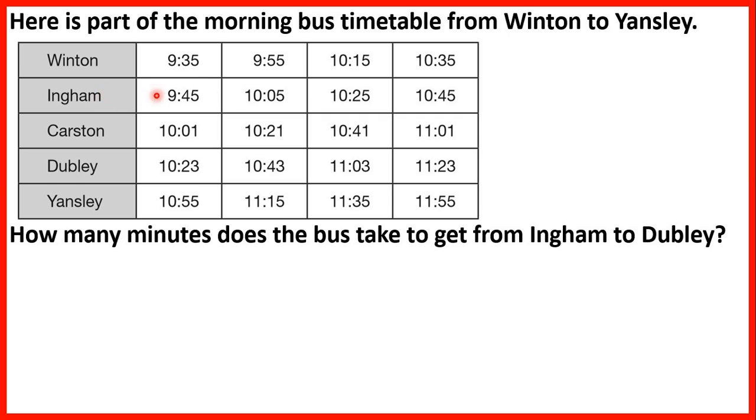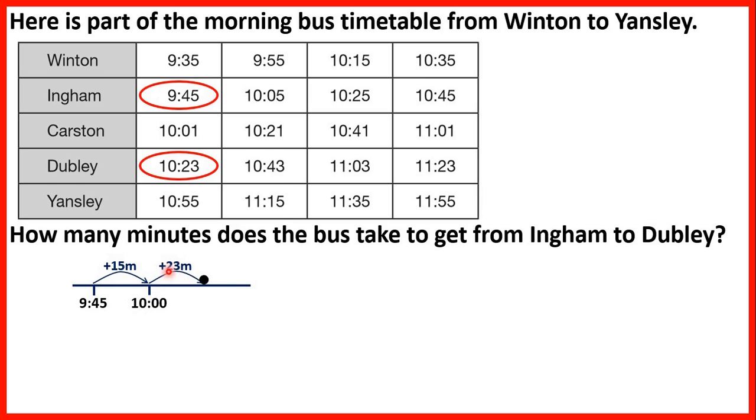Well, let's find Ingham and Dudley, and we could use any of the buses for this, but sometimes it's just easier or more simple to use the first bus. So we want to know how many minutes the bus takes, so we need to find the difference between these times. So we leave at 9:45. Now to get to 10 o'clock, that will be another 15 minutes, because there are 60 minutes in an hour, and 45 plus 15 is 60, so takes us to the next hour.